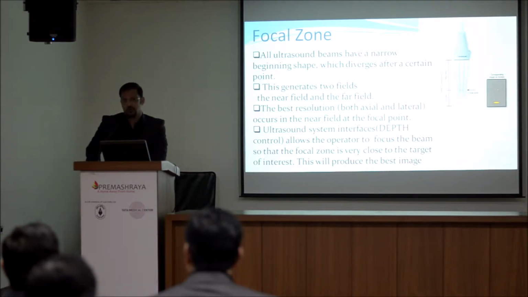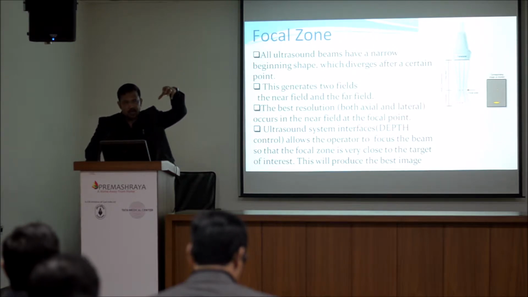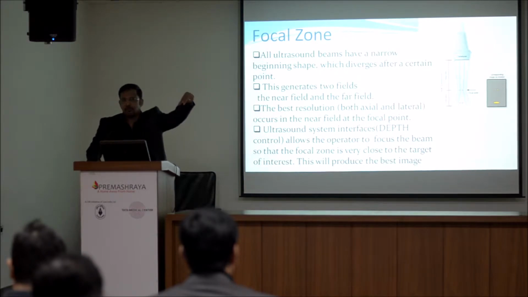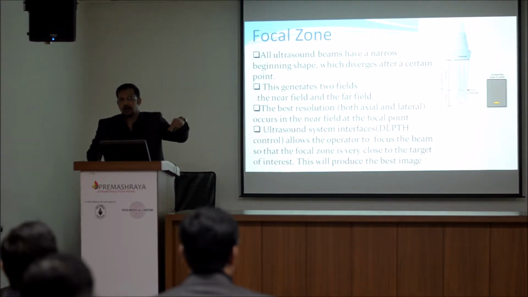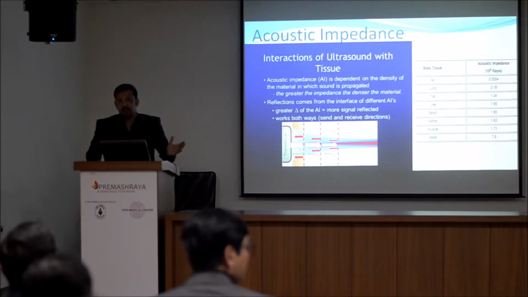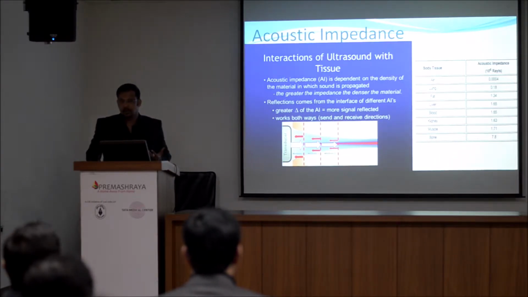And focal zone. Once the wave comes out, it converges at a point, and after that it again diverges. The convergence point is called the focal zone. You want the structure which you want to block to be just at the focal zone, and this can be taken care of by the depth setting button on your ultrasound machine. Acoustic impedance, as I told, different tissues have different acoustic impedance.